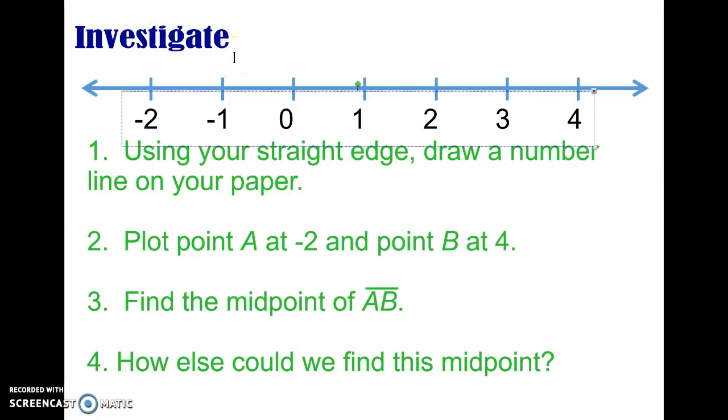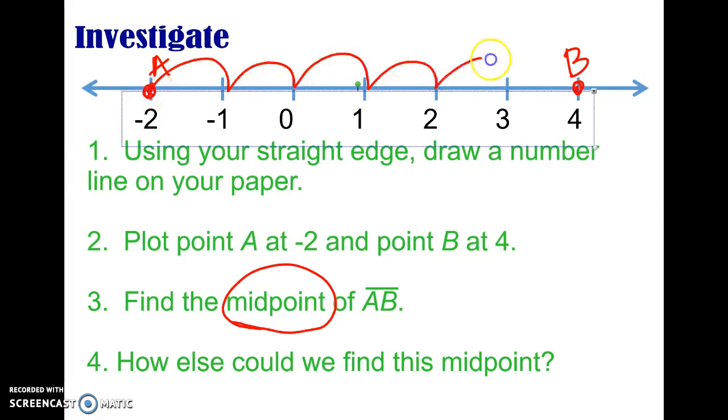This is already kind of set up for you. So plotting point A at -2, and point B at 4. The midpoint, which is a name for the halfway distance between A and B, we can find this distance. We're going 1, 2, 3, 4, 5, 6 jumps. So half of that would be 3 jumps, which would be here at 1.